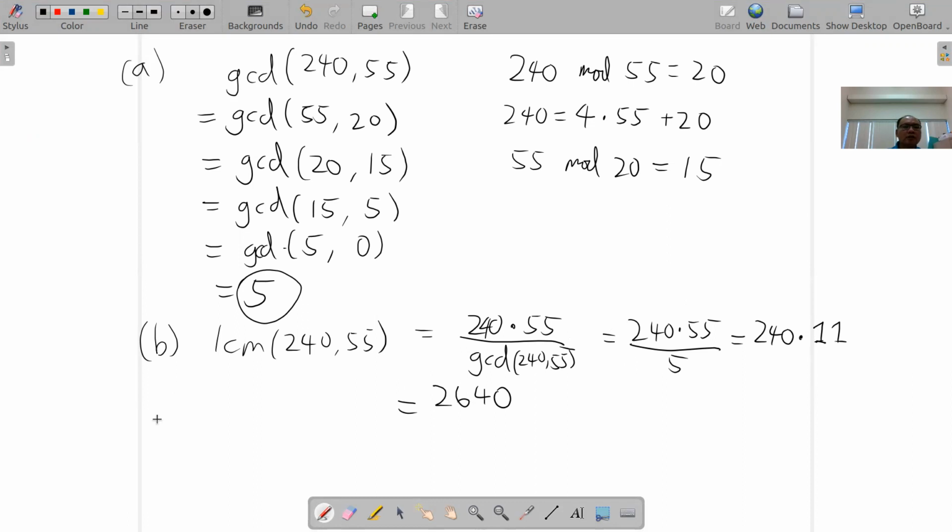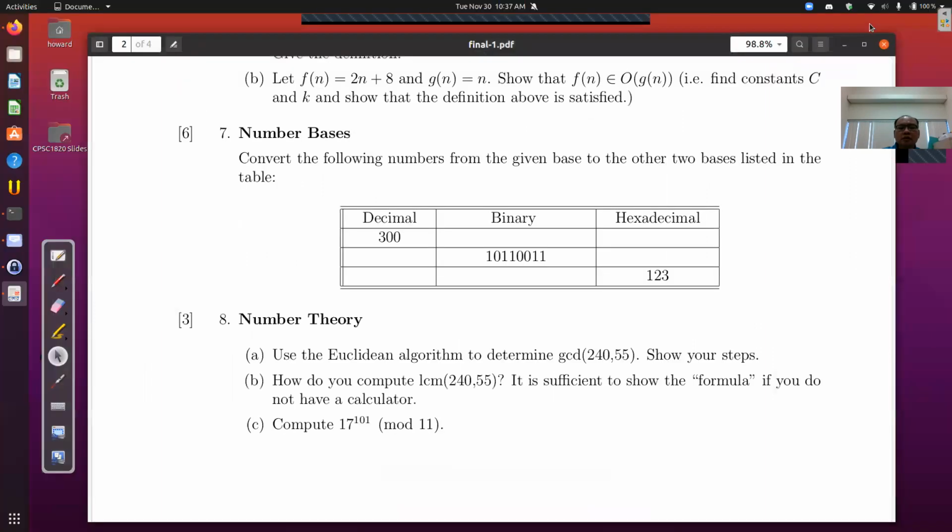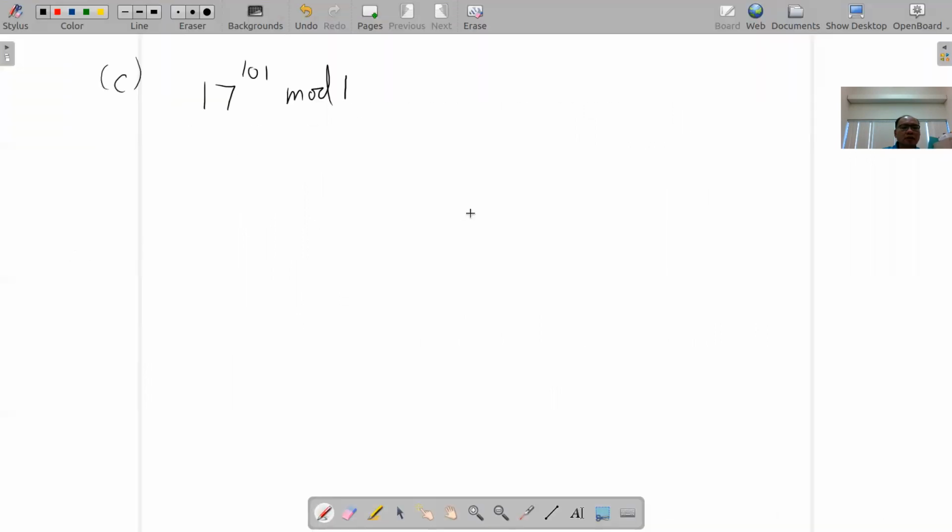And then the last one, where I'm going to erase this. The last one is, what is 17 raised to 101 mod, let me just quickly check, mod what? Mod 11. So here we have to use Fermat's little theorem.